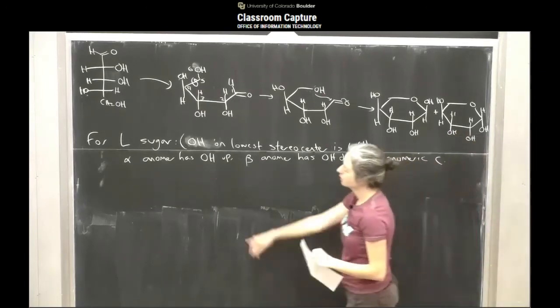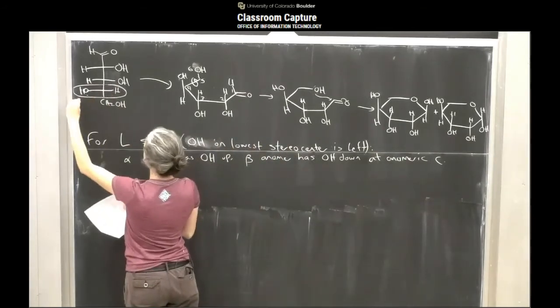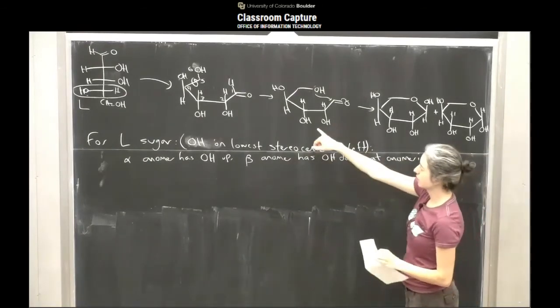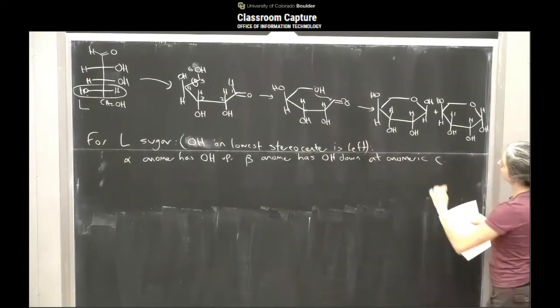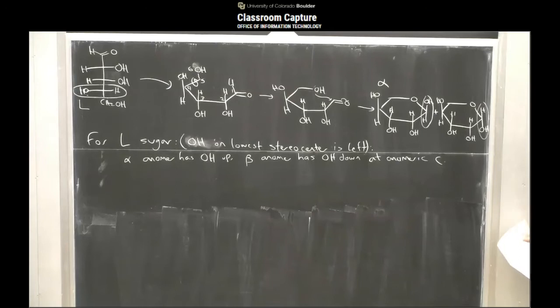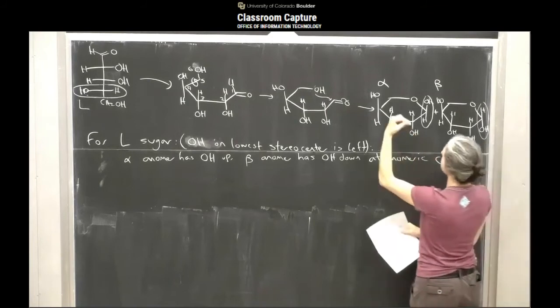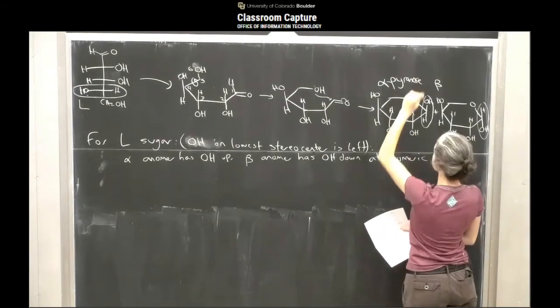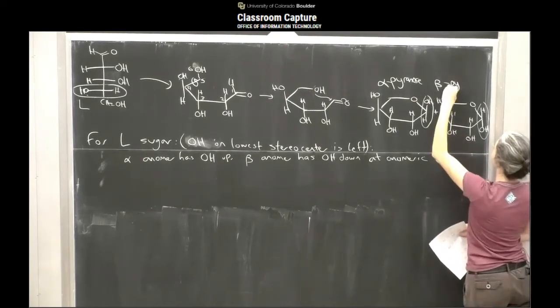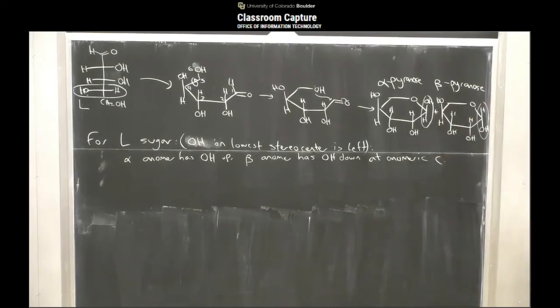Okay, so for this particular one, it's an L sugar. The OH is on the left on the lowest stereocenter. So when we flop this over and cyclize it, this form where the OH is up is the alpha form. This one where the OH is down is the beta form. We can add that onto the name of the type of ring that we're making. We already know this is the pyranose form, the six-membered ring. So this would be the alpha pyranose form of whatever sugar I started out with. I'm not covering the common names of sugars, but this is the alpha pyranose form of whatever sugar we have, and this is the beta pyranose form.